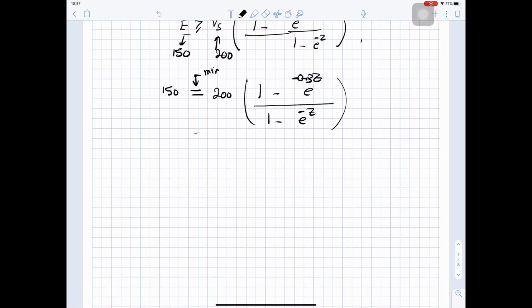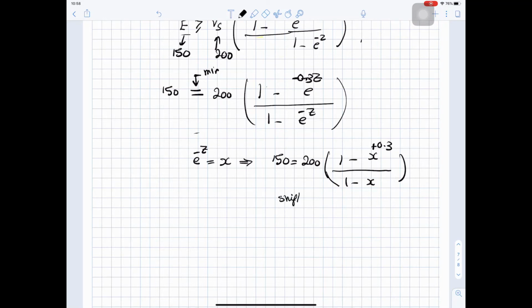And to be easier and to be able to solve it directly, you can assume that e to the power negative Z is X. So the equation is 150 equal to 200, 1 minus X to the power negative 0.3, to the power positive 0.3, divided by 1 minus X. You write this equation and then you do shift and solve, and you have to put an initial value for X, say 0.1, and you press equal, it will give you X.